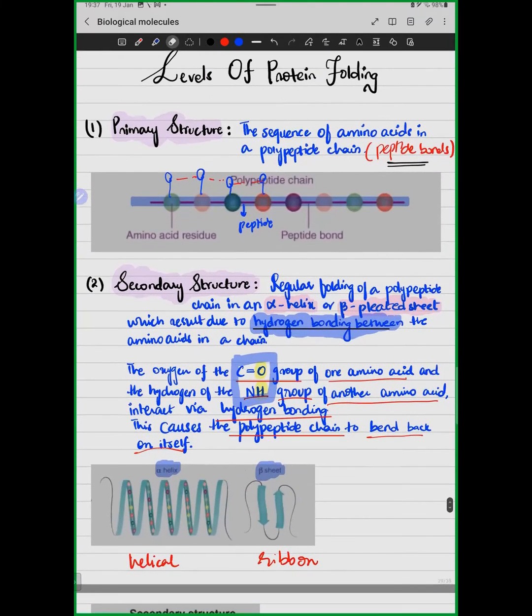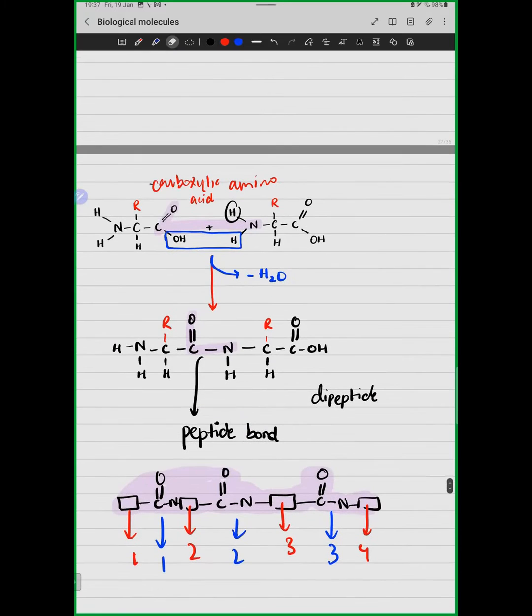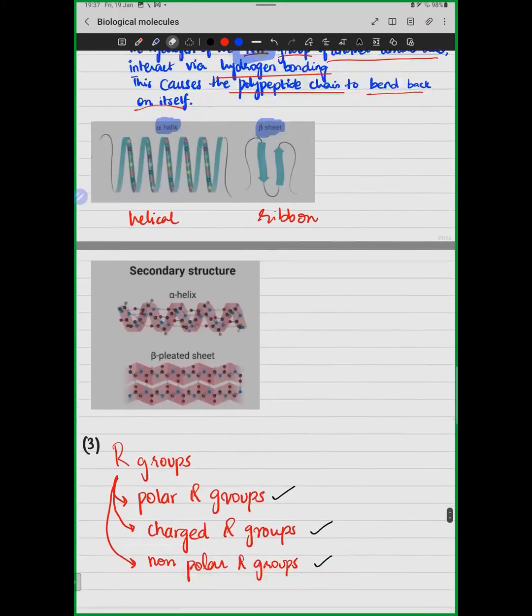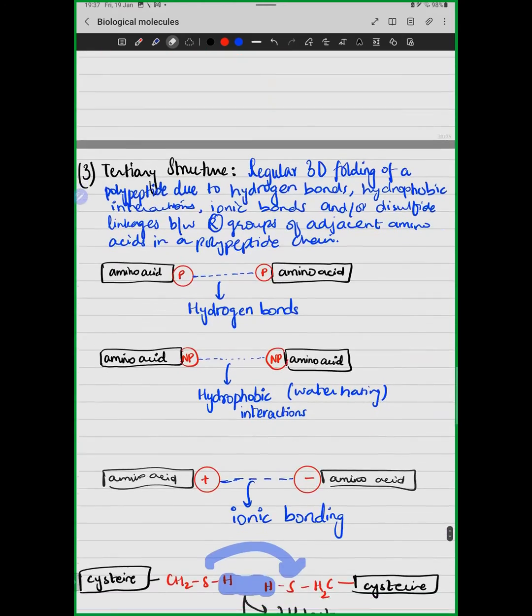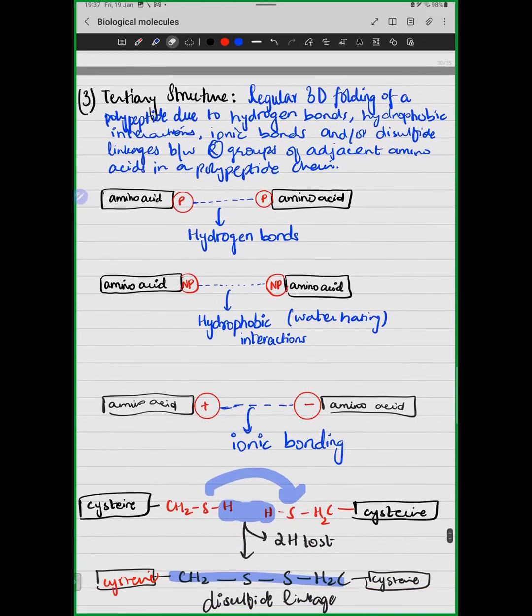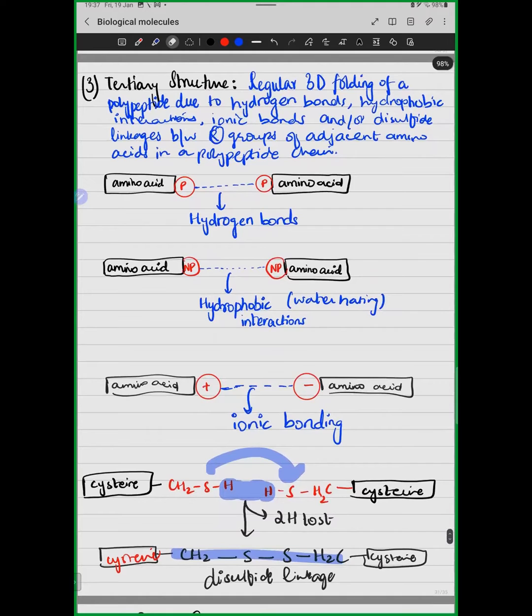So far, the primary and the secondary structure were concerned with the peptide bonds. What is our peptide bond? Our peptide bond is basically the C double bond O NH bond, right? But when we talk about the tertiary structure of a protein or a polypeptide chain, we are concerned with the R groups.